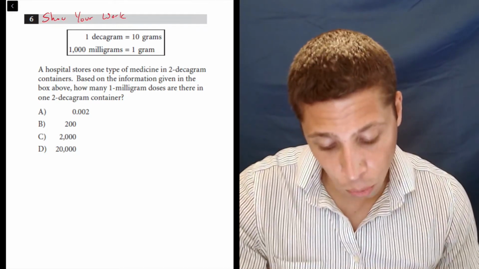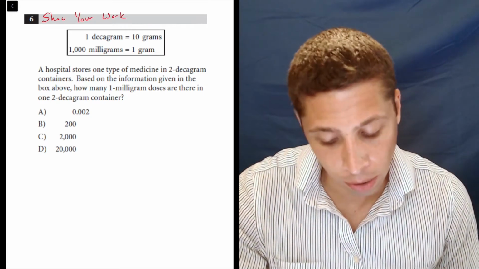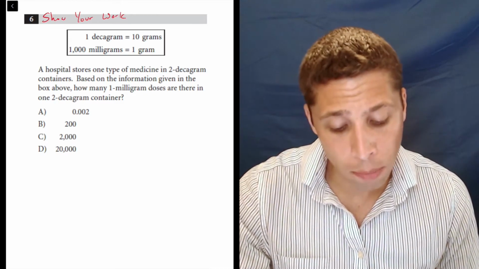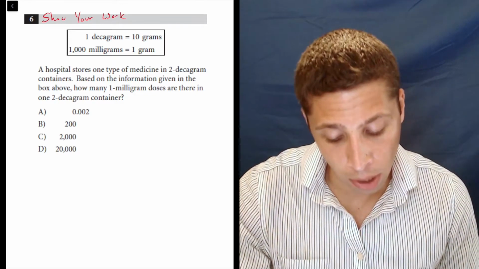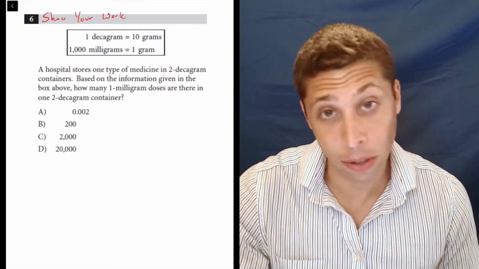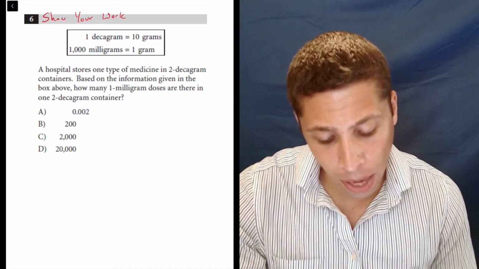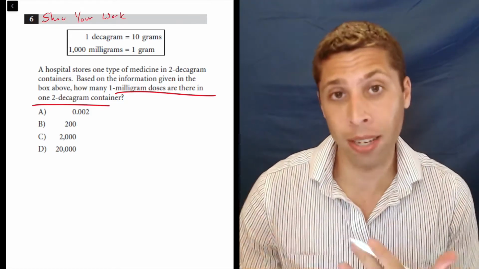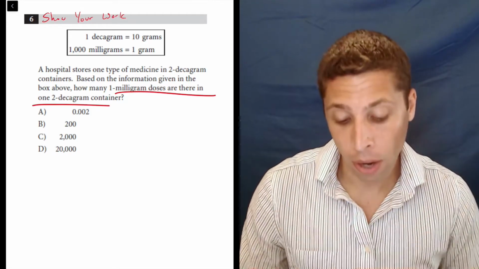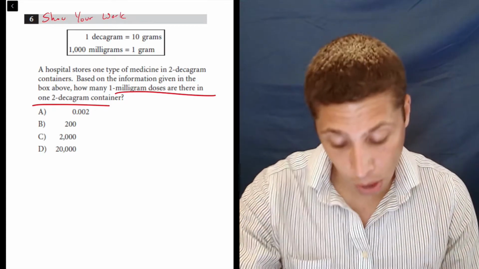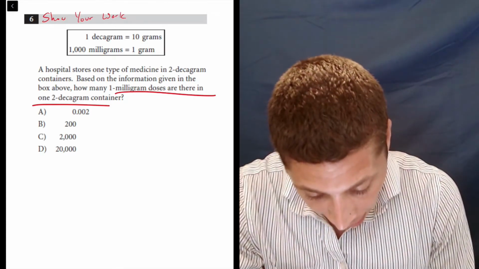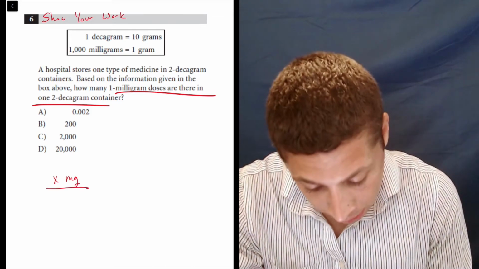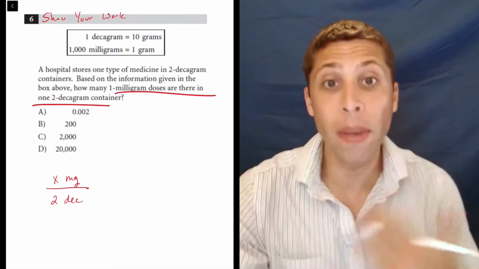A hospital stores one type of medicine in 2 decagram containers. Based on the information given in the box above, how many 1 milligram doses are there in 1 2 decagram container? So lots of ways to think about it, but I like to focus on the rate that they're kind of hinting me to think about at the end here. So they're asking, okay, how many milligrams are in 2 decagrams? So I'm going to make it like a ratio.